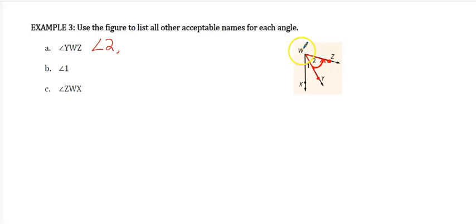It has a W as a vertex. Can we call it angle W? No, because angle W could also be this angle, so this side all the way over to this side. So no, we cannot call it angle W.